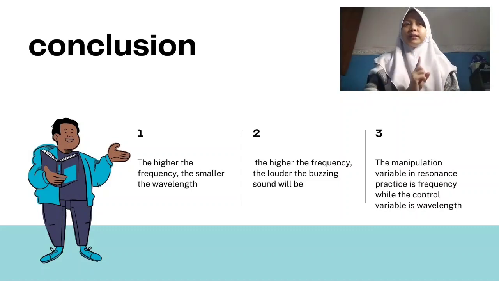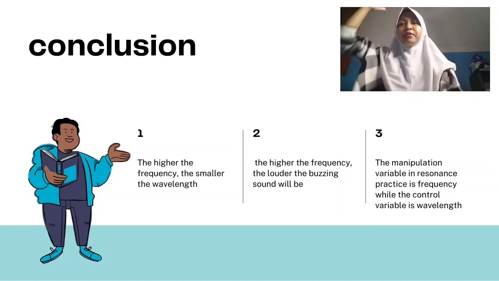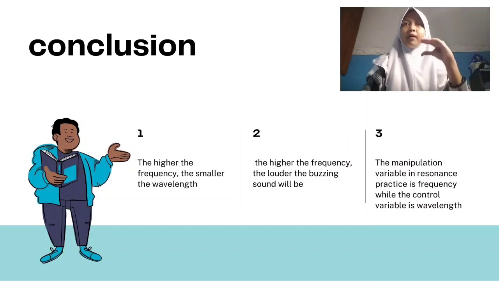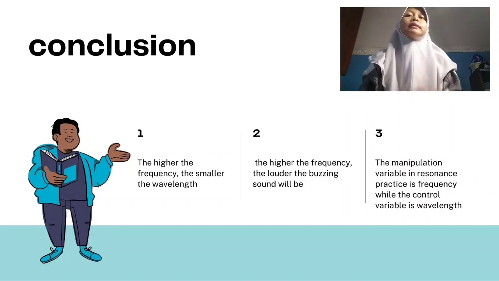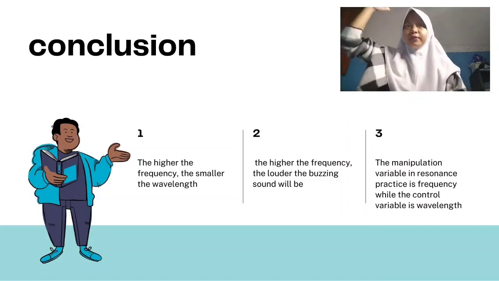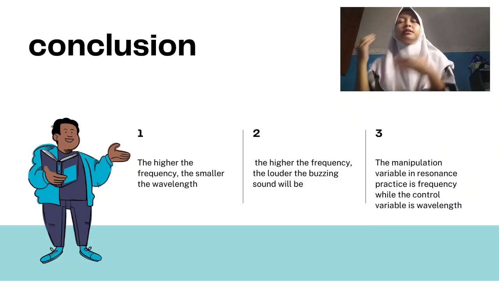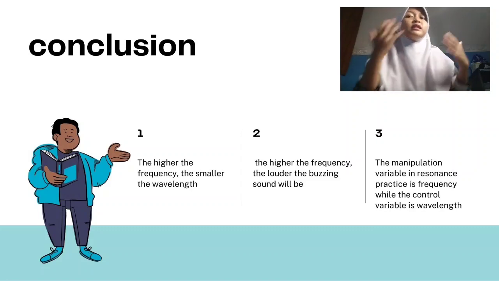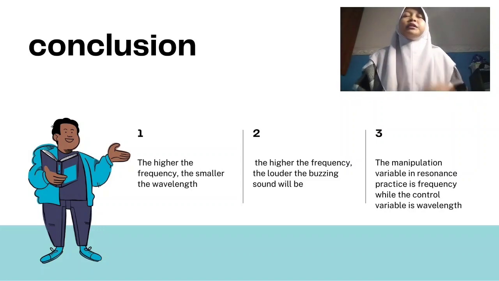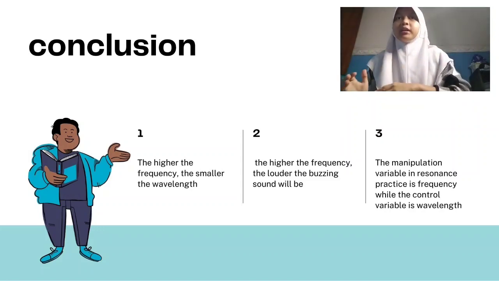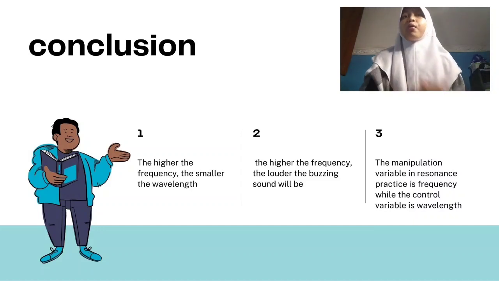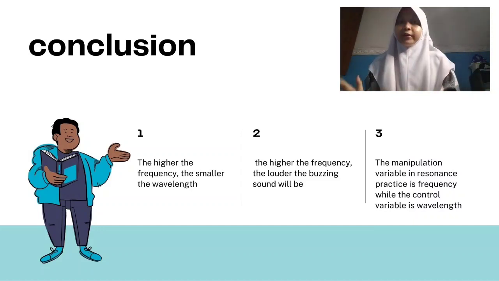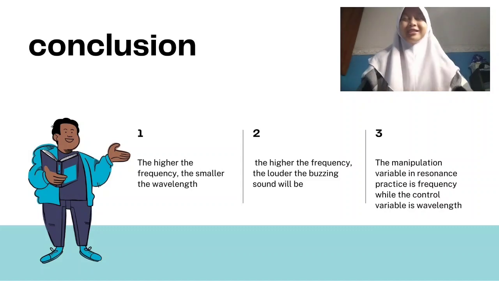Conclusion. First, the higher the frequency, the smaller the wavelength. Second, the higher the frequency, the louder the buzzing sound will be. The last but not least, the manipulation variable is frequency, while the control variable is wavelength.